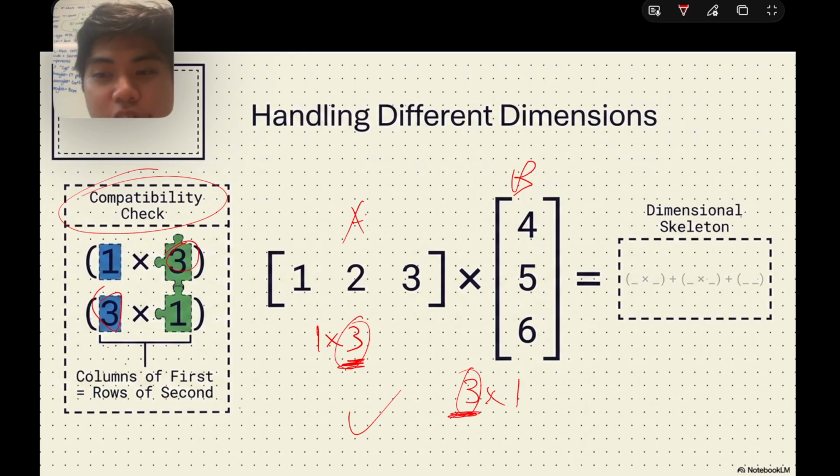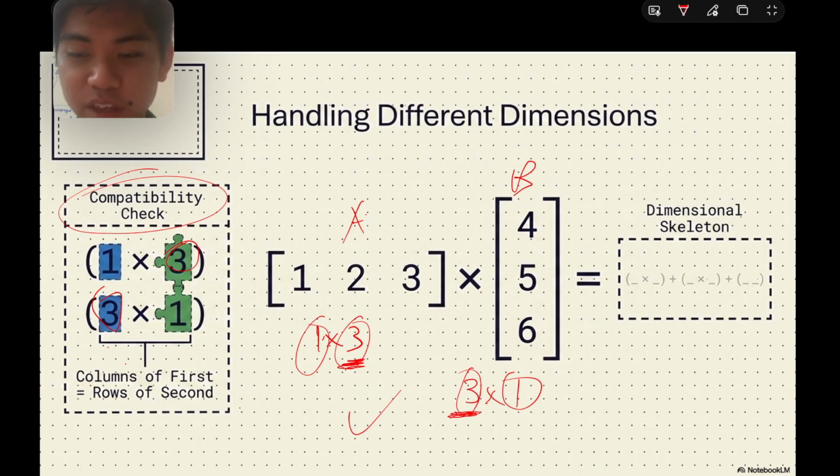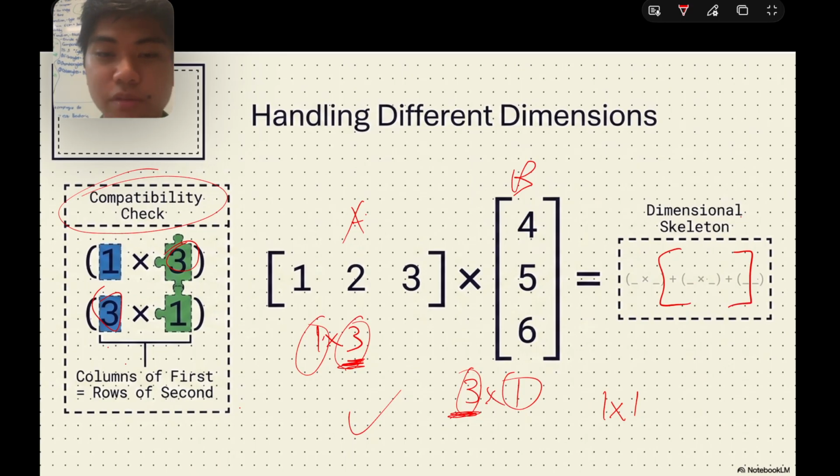Now, our resulting matrix dimension, when we multiply it, is going to be a 1 by 1 matrix because I'm looking at my outer dimensions and what's left over. So that's just going to give me a single box, 1 row, 1 column. And we can make sense of that by actually doing the calculation.